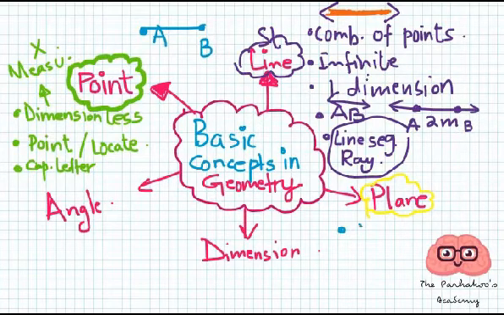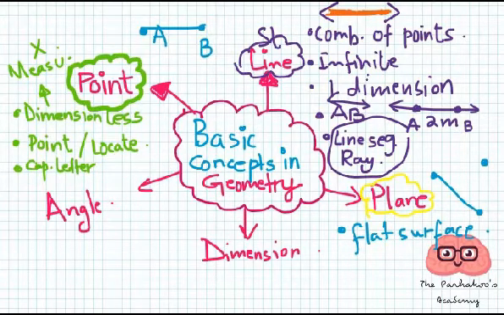Now let's move on to the third concept, which is that of a plane. A plane is basically a flat surface, and it can be drawn by at least three non-collinear points. Two collinear points generate a line, but when there are three non-collinear points, it means that they are not on the same line. So it generates a flat surface, and that flat surface is called a plane.